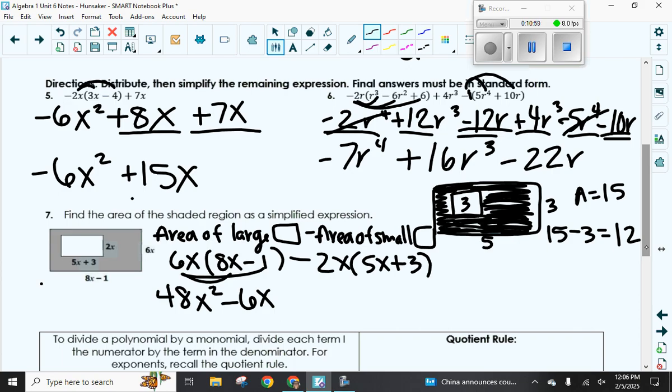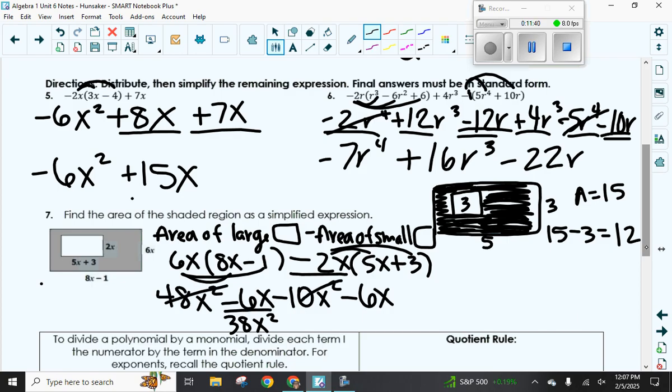Okay, then we're going to distribute negative 2x to both of these terms. Negative 2x times 5x is negative 10, and then what is x times x? X squared. And then negative 2x times 3 is negative 6x. I have nothing to multiply the x with, so I'll just attach it. And then the last thing you do here is combine like terms. If I have 48x squareds and I take away 10 of them, how many do I have? 38x squareds.